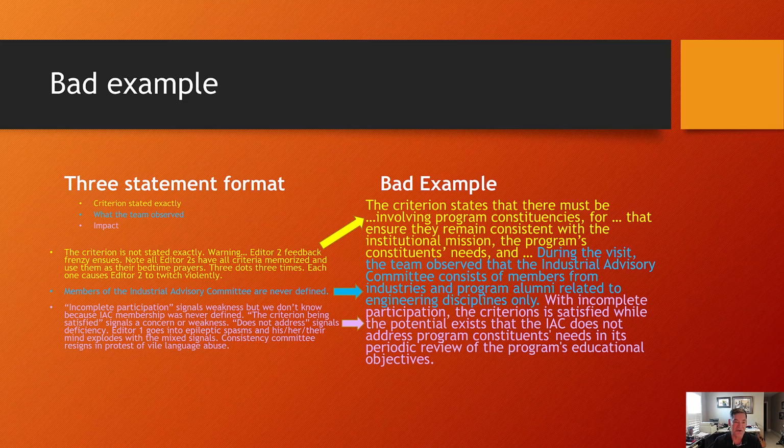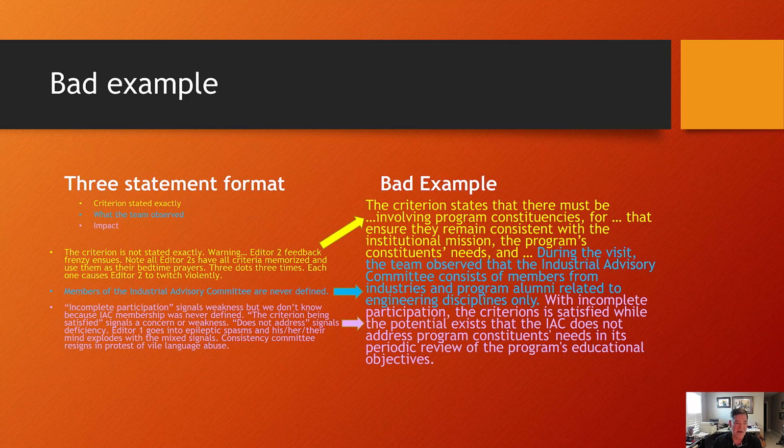Editor 2 is twitching. So don't do that. In the second part, you're not giving enough information to draw a conclusion. You're suggesting that it's partial representation, but you're not really coming out and stating that. And then you have a really weak verb conclusion on the impact.